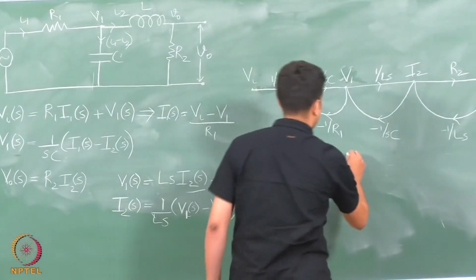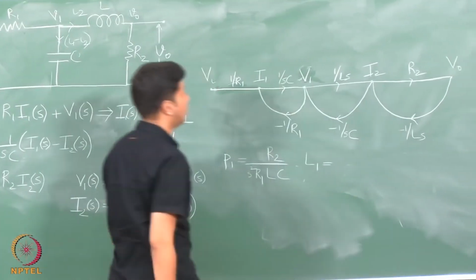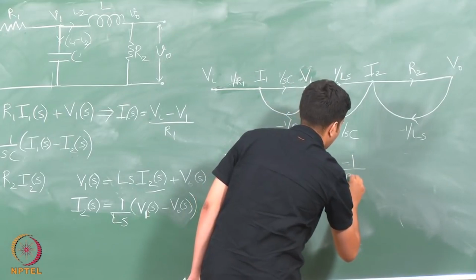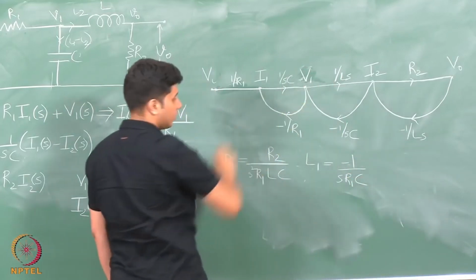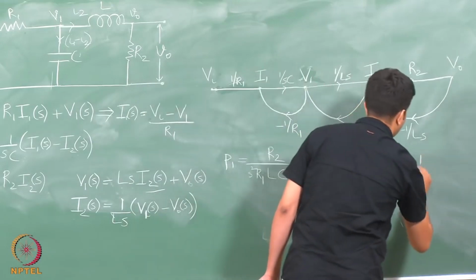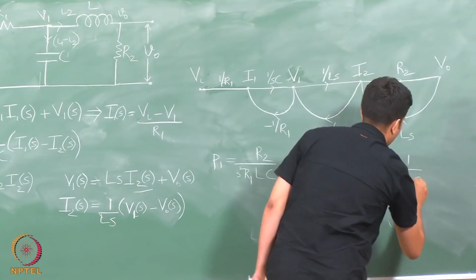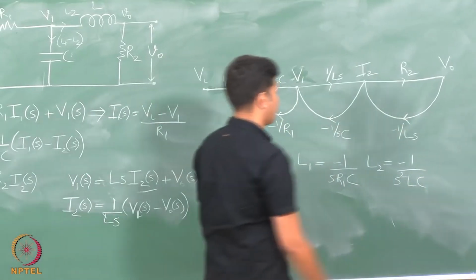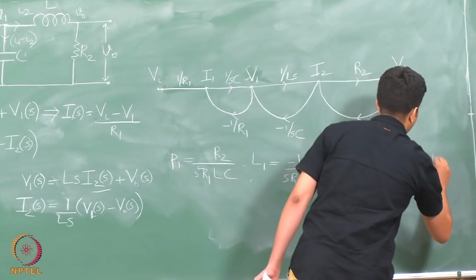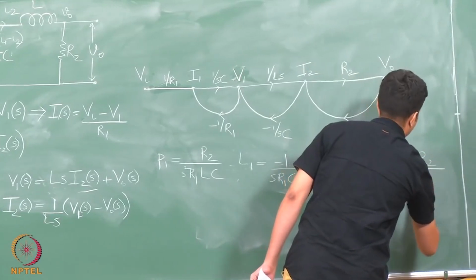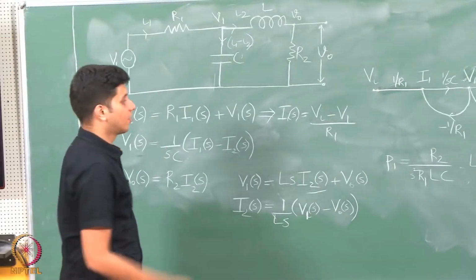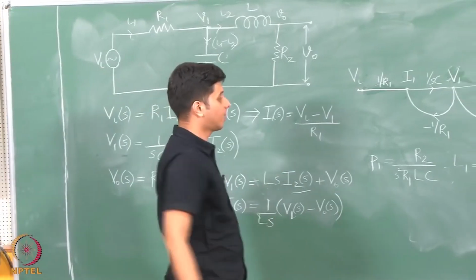And then what about the loops? I have 3 loops here, right. One is minus 1 by S R1 C, this loop. I have another loop which is minus 1 by S square L C, and the third loop is minus R2 by SL, right. So, we have 3 loops and 1 forward path.